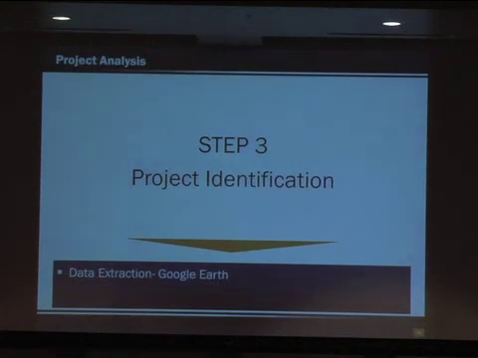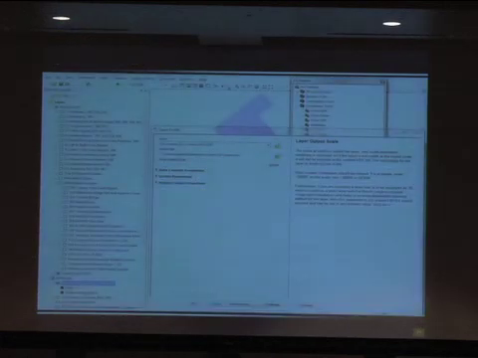Okay, and for our step 3, we moved on to the project identifications. During this process, we were able to meet with the area engineers, and using Google Earth, we were able to identify project limits. Here is basically just showing how from ArcGIS, we were able to create layers to import to Google Earth, and Google Earth was the tool we used to identify our project limits.